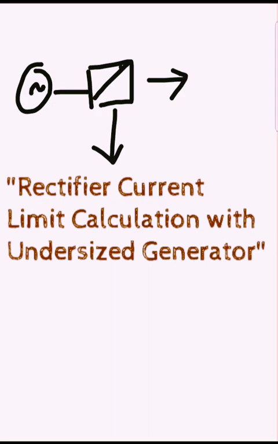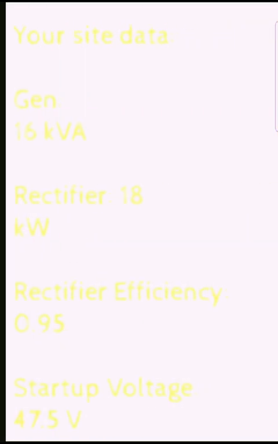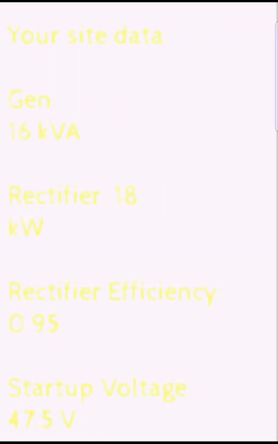To do this, let's go over to the next slide for us to get a clearer picture of what I am explaining. Looking at this, we have a site detail here. The generator capacity is 16 kVA. The rectifier capacity is 18 kilowatts. The rectifier efficiency is 0.95, and the startup voltage is 47.5. So let's work with this data.